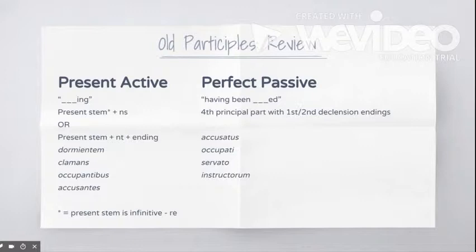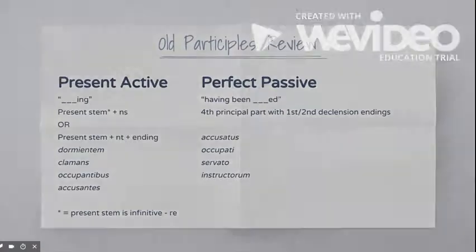You have also seen perfect passive participles. "Having been blanked" is our stock translation for them. It's a fourth principal part, and it comes with a first or second declension ending. Accusatus, having been accused. Occupati, having been seized. Servato, having been saved. Instructorum, having been drawn up.